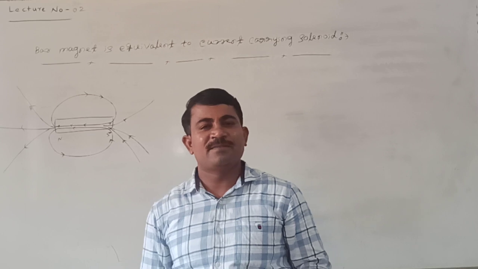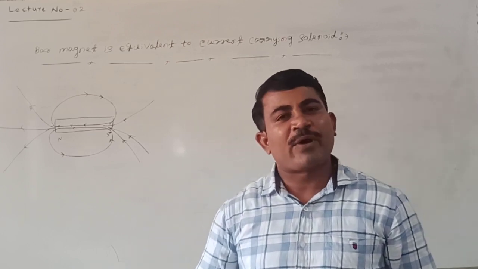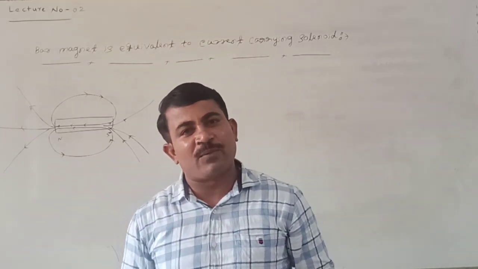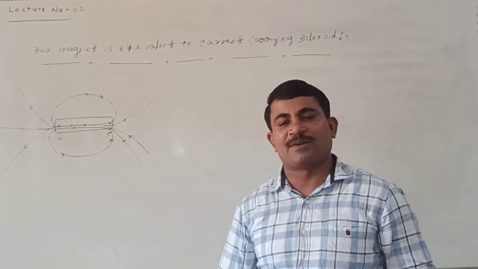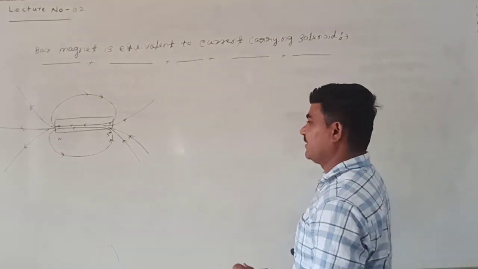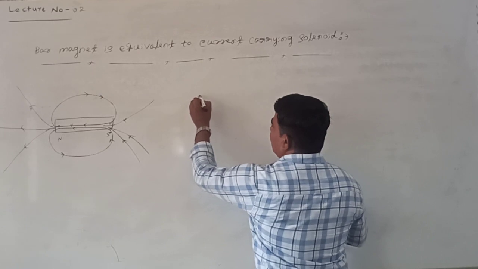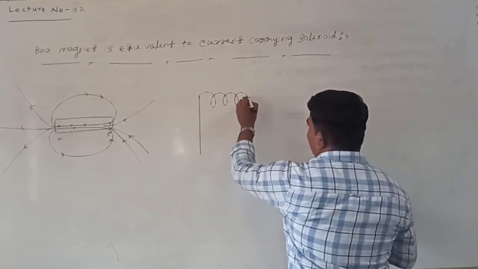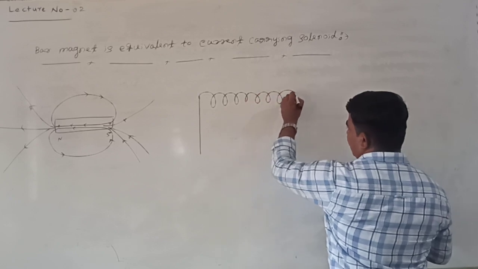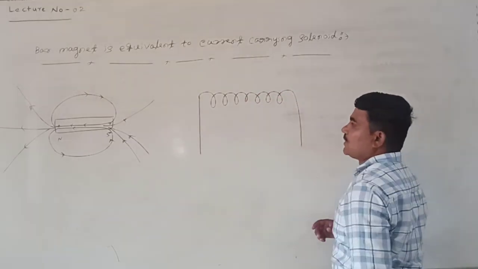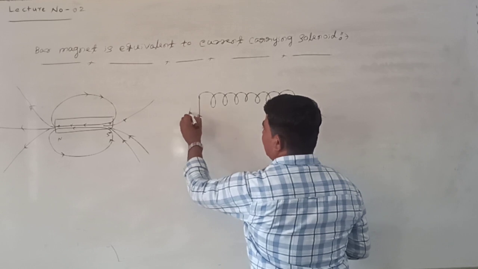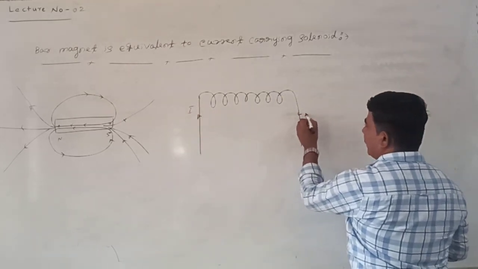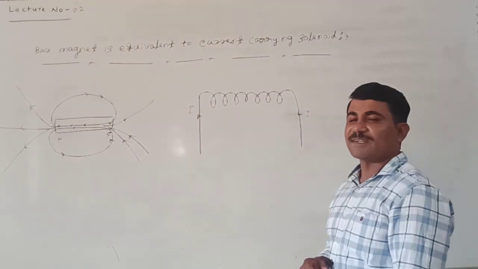And we know the solenoid. What is the solenoid? The coil with many turns wound on an insulating wire, that we call a solenoid. How does a solenoid look? Look at me here. A circular coil with many turns, like this. At one side current is entering, at another side current is leaving. Are you following me? Right or wrong?